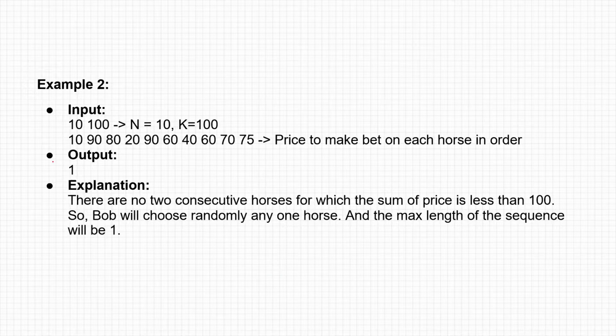So basically, the second example, 10 is the number of horses that he has to bet on, and 100 is the k value. So 10, 90, 80, 20, 10, 60.